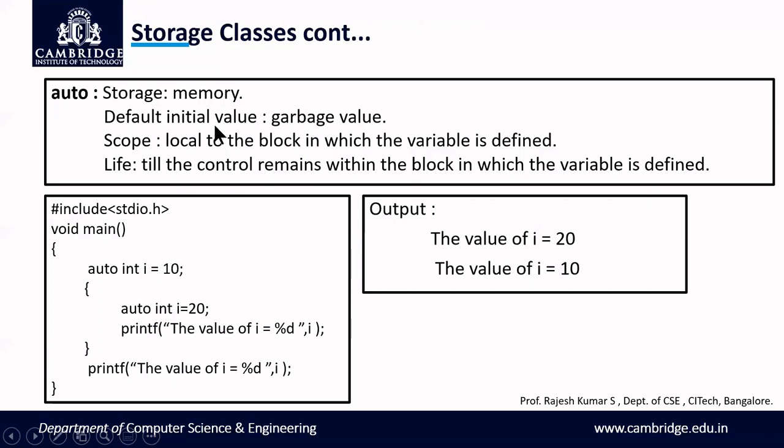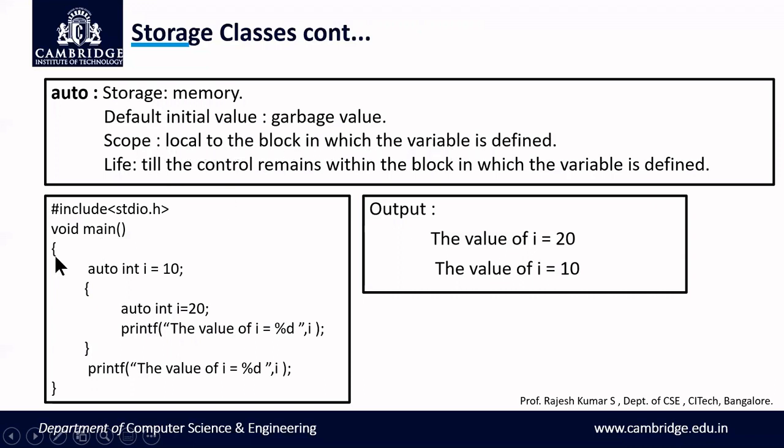That is what they're trying to tell. The default initial value will be garbage value. And the memory will be allotted in the secondary storage device. The memory will be allotted, the value will be stored in the storage device. Then scope: local to the block in which the variable belongs.